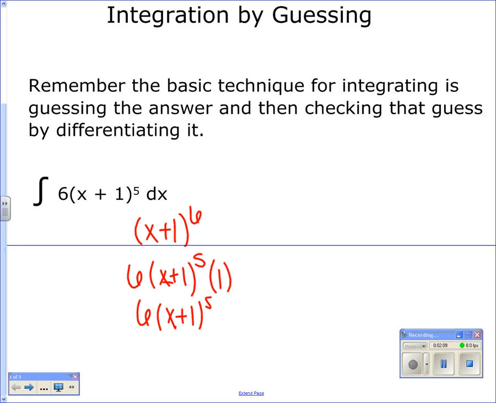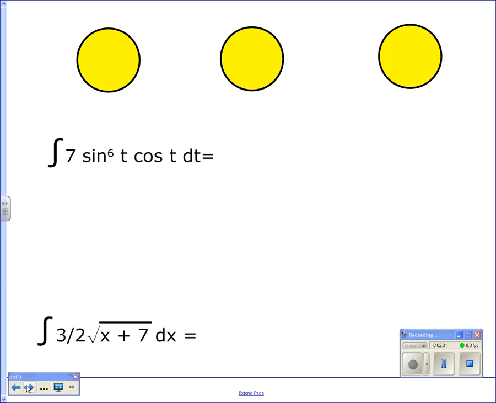Is that what we started with? So what is our actual answer? Is it just this? Yeah, plus c. Does that make sense? Any questions there? Okay. Looking at another one.